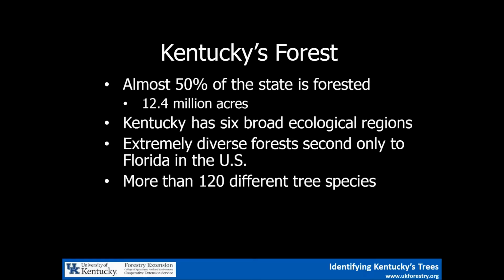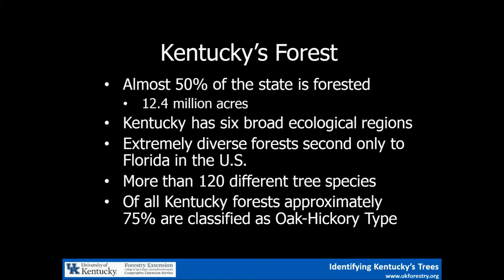Now, for what we're going to be doing tonight, Kentucky has more than 120 different tree species. We won't get to all of those tonight, but we will go over a tool or two that are going to help you identify at least a good portion of these trees. Of all of Kentucky's forests, approximately 75% are classified as oak hickory type. That means oak and hickory are the dominant trees in a lot of our forests.